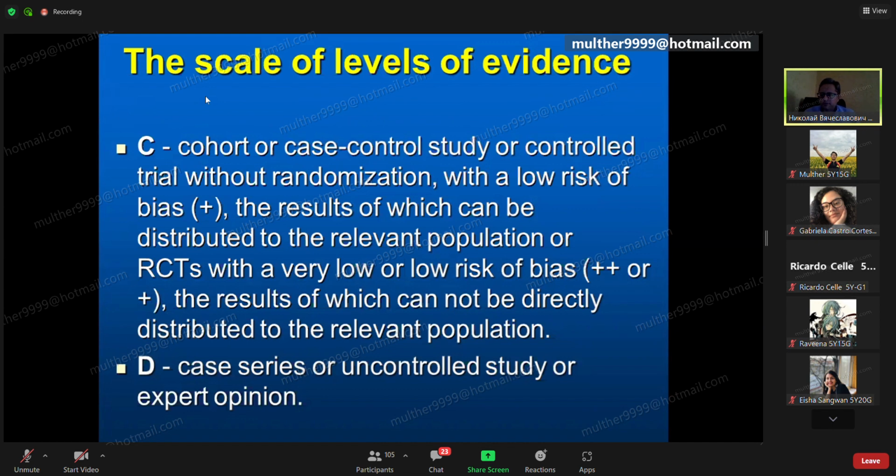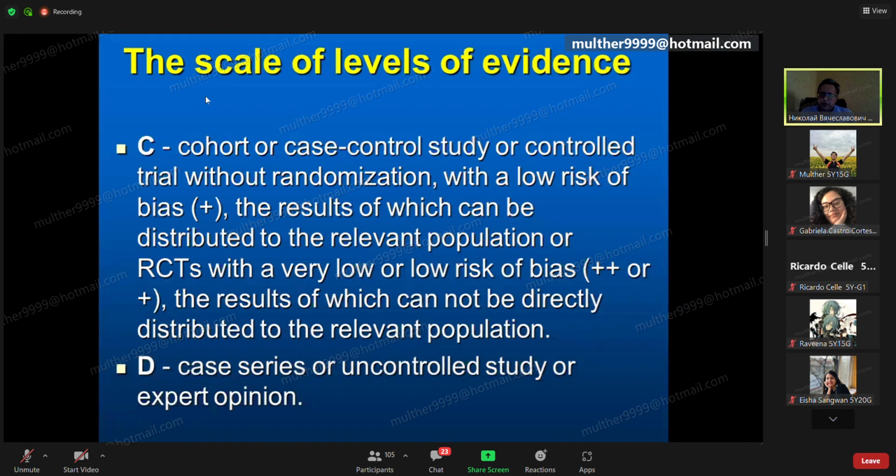C level, it's already low level of evidence. This level corresponds to cohort or case control studies, or control trials without randomization, and the results of such investigations can be distributed to the relevant population. Or RCT with very low or low risk of bias, the result of which cannot be directly distributed to the relevant population.